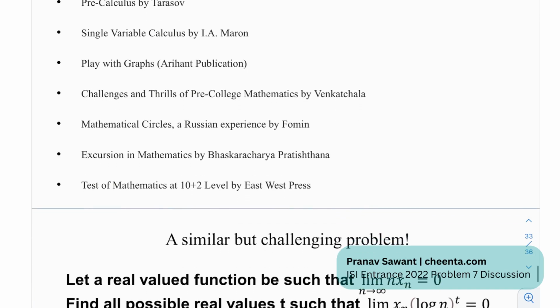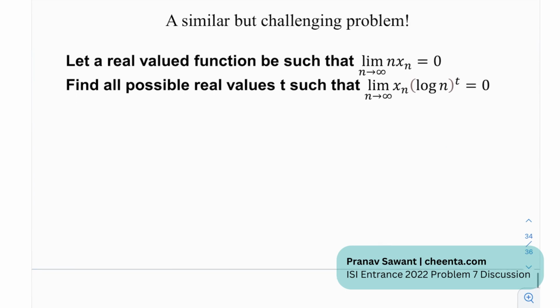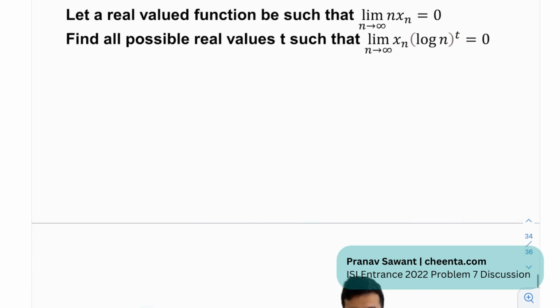And at the end we have a similar but challenging problem, and it's basically asking us to find all possible real values of t such that it starts with this given limit, and it's given that a is a real valued function such that this limit actually holds true. So yeah, as usual, just try this problem and let me know if you made any progress on it or if you're able to solve it, and I'll respond to you.